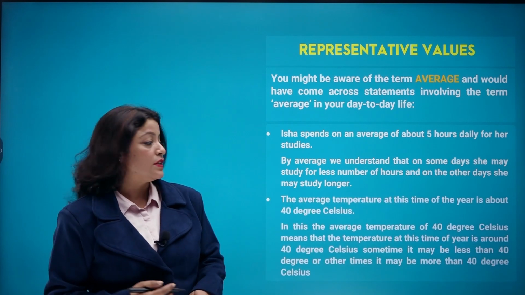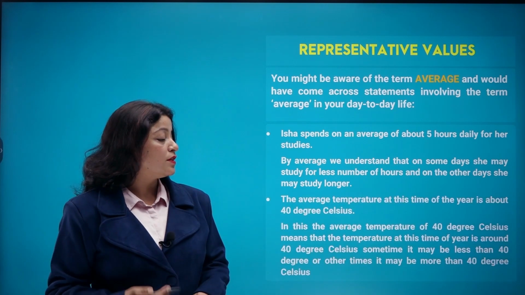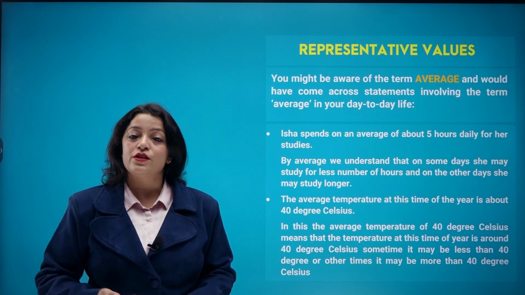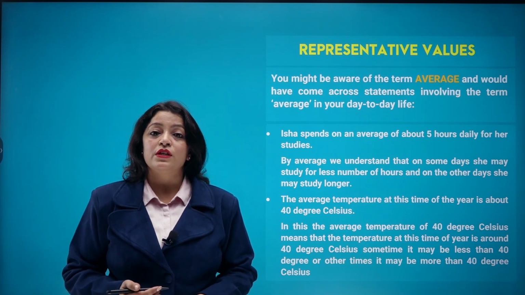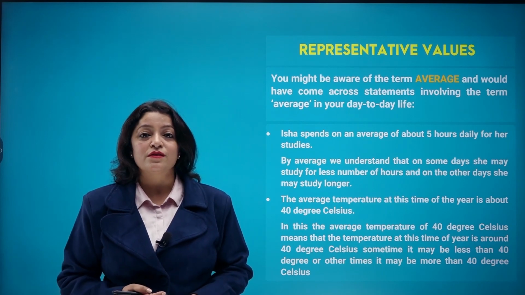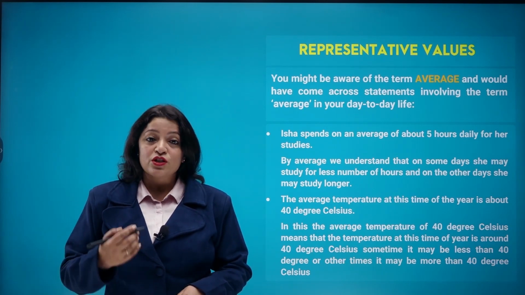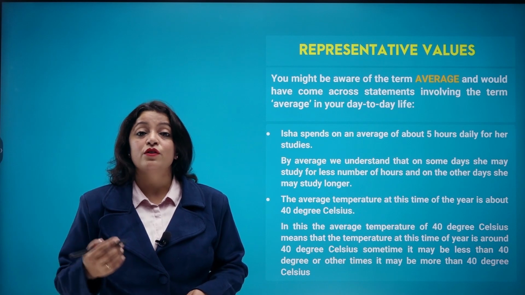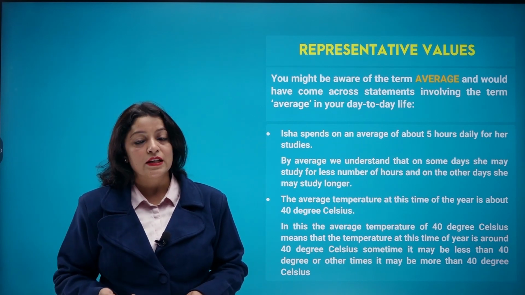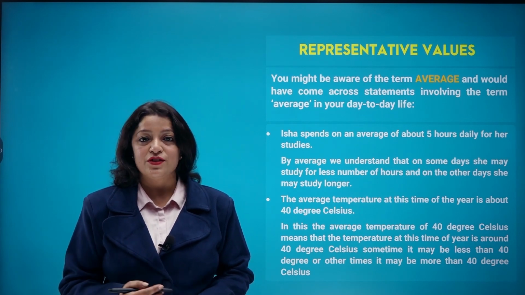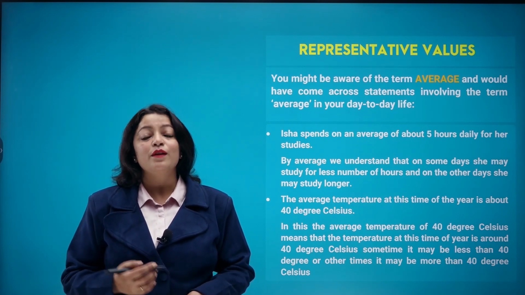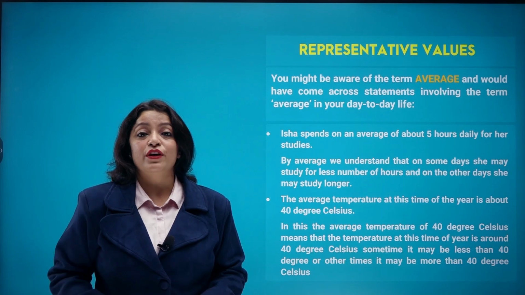One more example: the average temperature at this time of the year is about 40 degrees Celsius. Is it necessary that at every moment of the day the temperature is 40 degrees Celsius? Of course not. The temperature will be higher in the afternoon and lower at night. But if we talk about a day, we calculate the average temperature. Let us study this in more detail. What is average? What is mean?